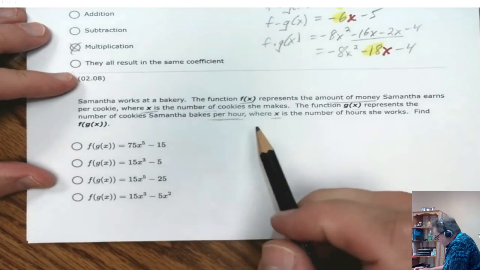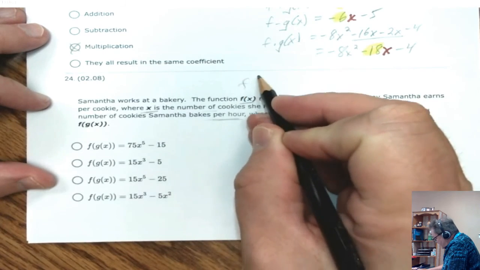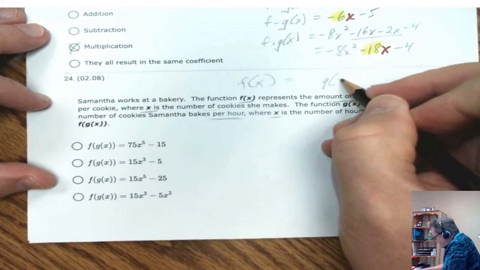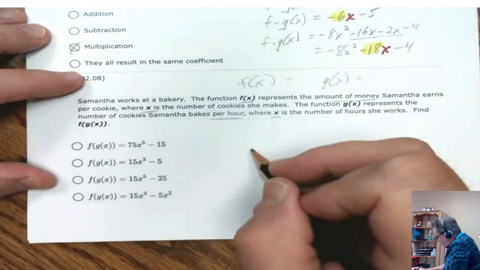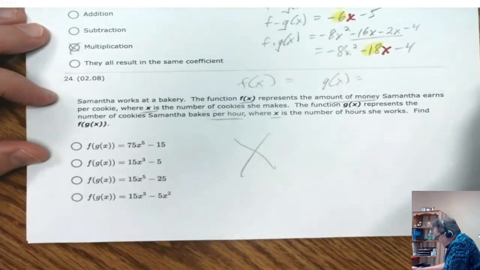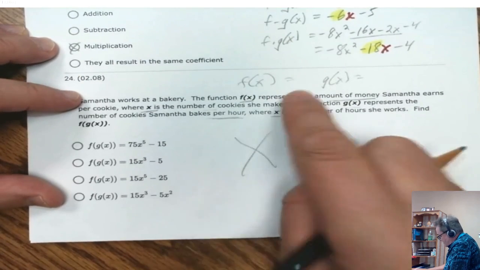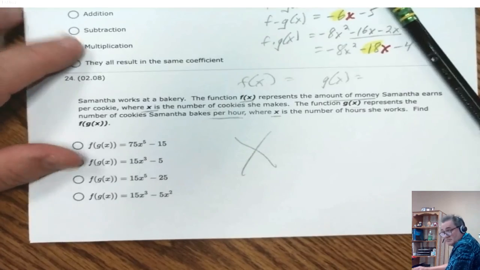Okay, so this problem has left off. It did not give us what f(x) equaled or g(x) equaled, so there's no way to come up with one of these. I'm going to remove this question from the practice test because there's no way to work it without having the two functions to combine. So we're done. There you go.